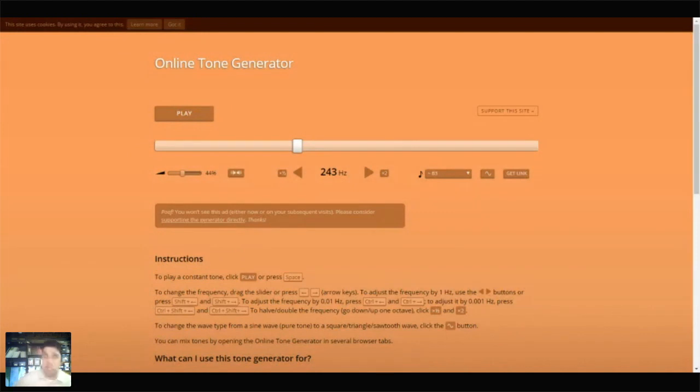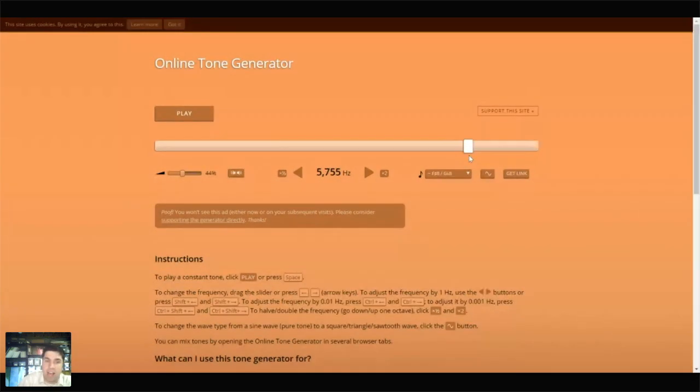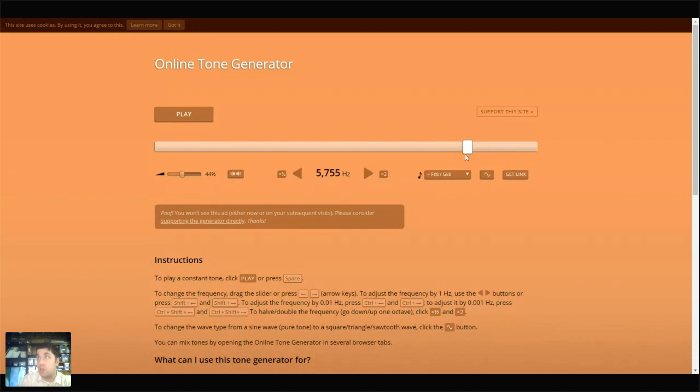So I'm going to mute the speakers again. So in this case, you could hear that as the frequency got higher, the pitch got higher too. We heard a higher note with the sound. And as we go back down in frequency, we get lower and lower and lower.